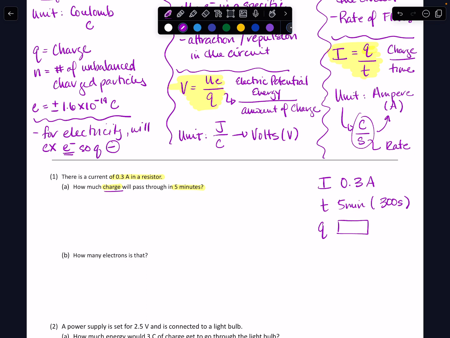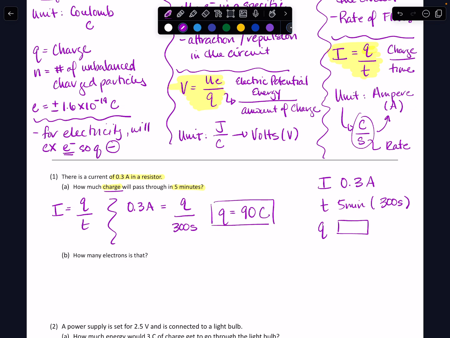If I look, I do have a formula that has these three variables in it. Current is equal to charge divided by time. So I'm going to plug in what I know. 0.3 amps is equal to the charge divided by 300 seconds. Multiply both sides by 300, and I find that my charge is equal to 90 coulombs. So that's the charge.